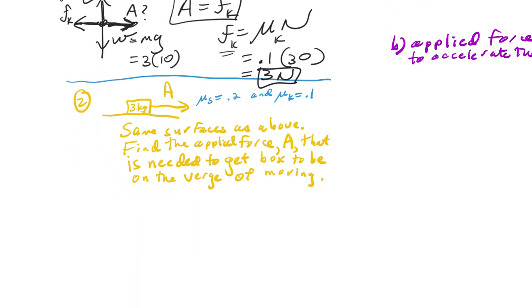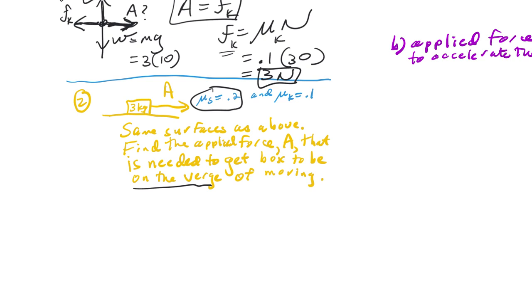Same situation. Find the applied force A that is needed to get the box to be on the verge of moving. So what's the maximum A that I can put on this box, in order to not let it move? But if I put any more, it will start moving. So I'm going to use the coefficient of static friction because it's not moving, it's on the verge of moving.